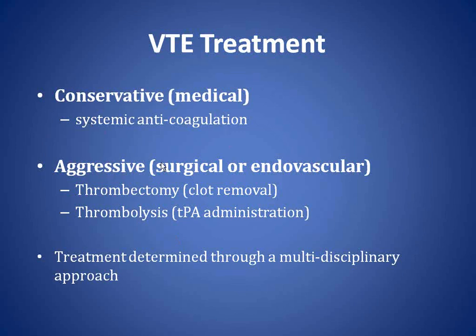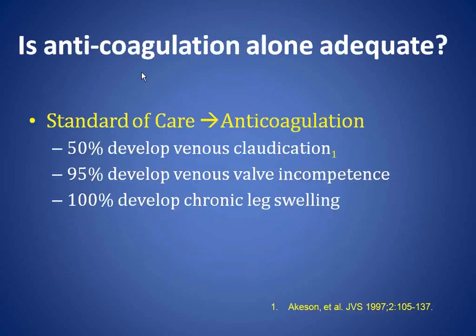Aggressive treatment, surgical or endovascular, involves clot removal or TPA administration to try to break up and dissolve the clot. Again, the treatment's determined through a multidisciplinary approach, and it depends on how symptomatic the patient is and how big the clot is. So is anticoagulation alone adequate?